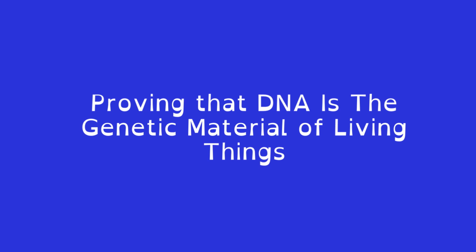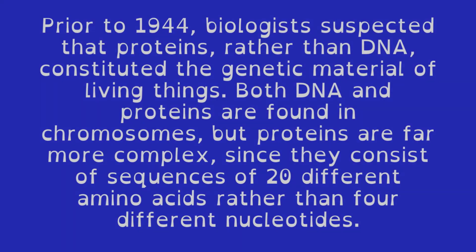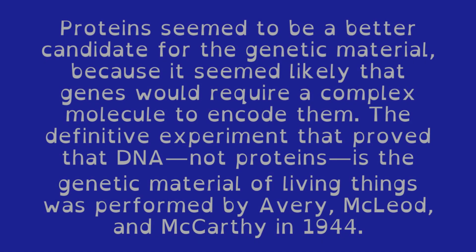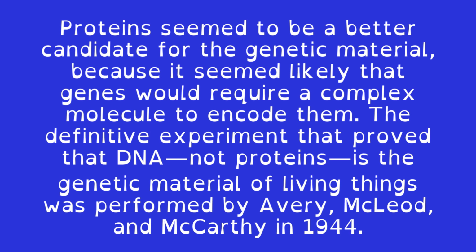Proving that DNA is the genetic material of living things. Prior to 1944, biologists suspected that proteins, rather than DNA, constituted the genetic material of living things. Both DNA and proteins are found in chromosomes, but proteins are far more complex since they consist of sequences of 20 different amino acids rather than 4 different nucleotides. Proteins seemed to be a better candidate for the genetic material because it seemed likely that genes would require a complex molecule to encode them.